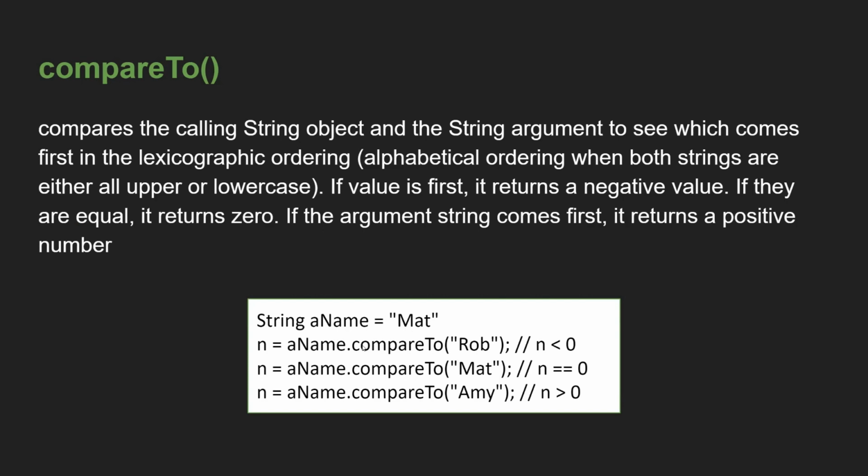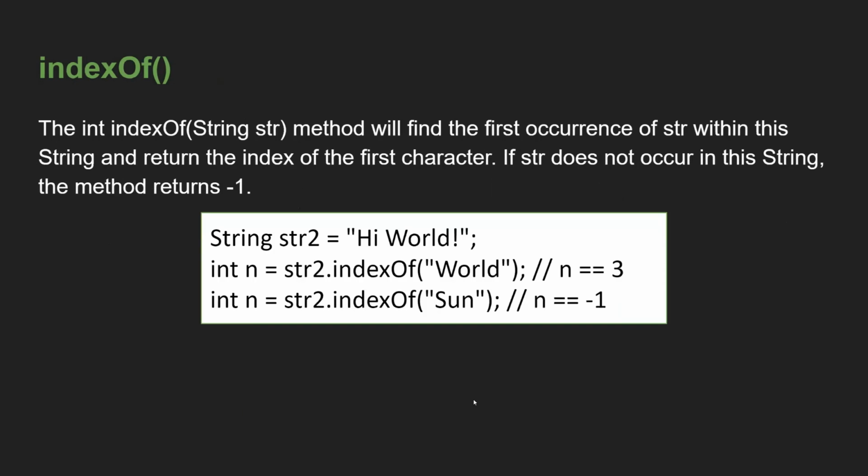So in this example, if Matt is compared to Rob, it will return n is less than 0 because Rob, the letter R comes way after the letter M in alphabetical ordering. But if Matt is compared to Matt, the output will be n is equal to 0 because they're the same exact strings. However, if Matt is compared to Amy, it will return n is greater than 0 because Amy, the letter A, comes first in alphabetical ordering than Matt.